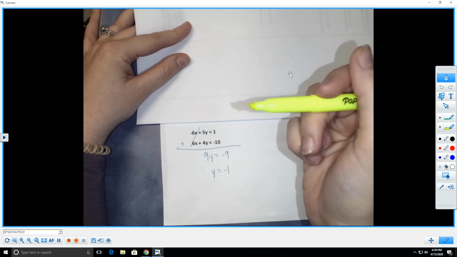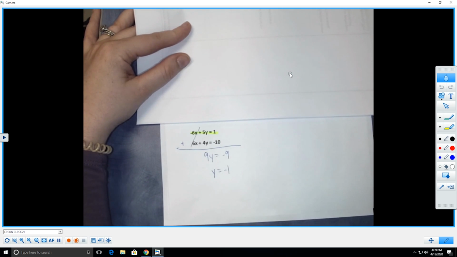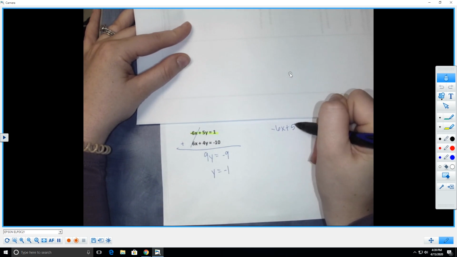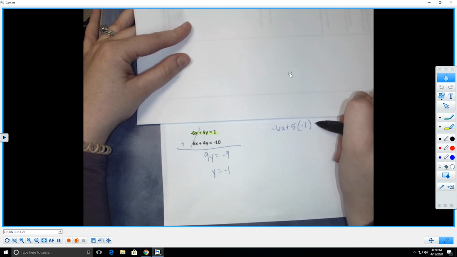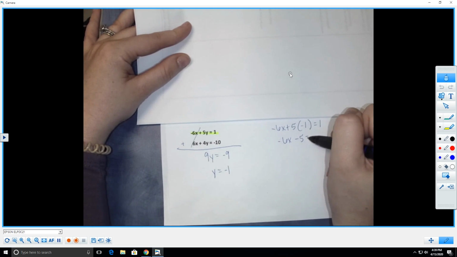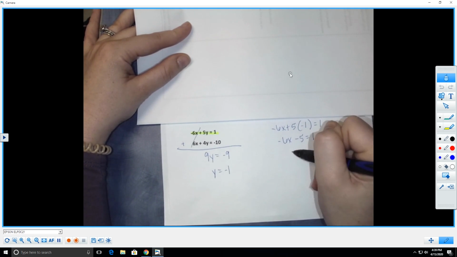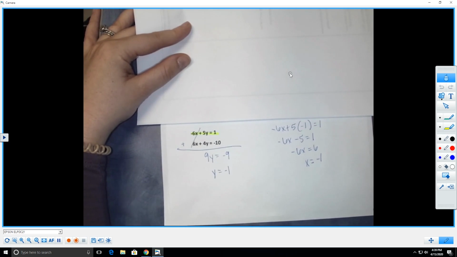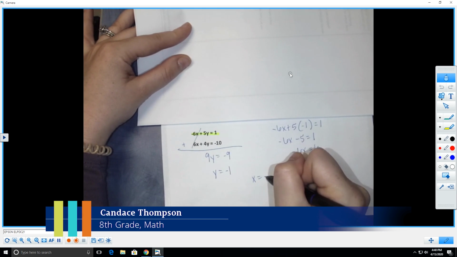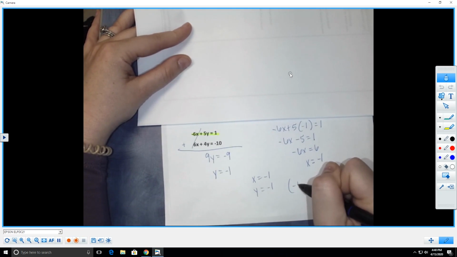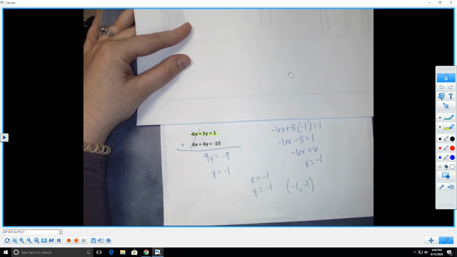So here's what I found when I used the first equation. I had negative 6x plus 5 times negative 1 equals 1. So negative 6x minus 5 equals 1. Negative 6x equals 6, and x equals negative 1. So now we found our values. X is negative 1 and y is negative 1. Or we could write it as an ordered pair, negative 1, negative 1.